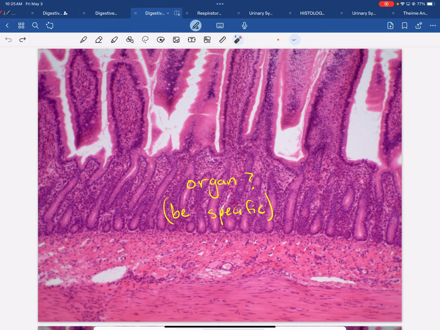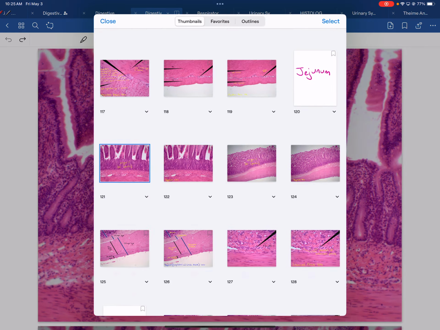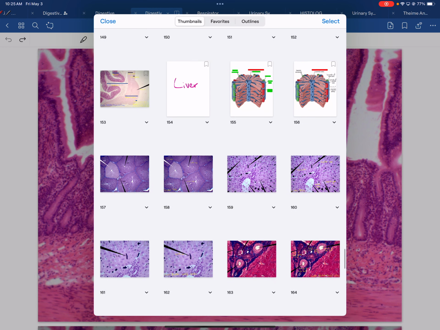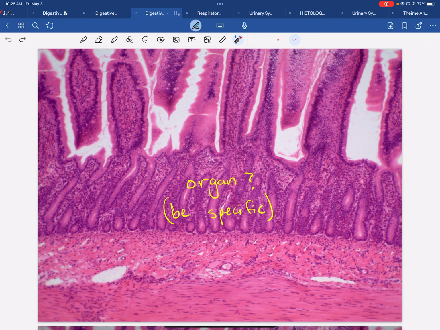Which organ is this? And how do you know? Okay, good. The small intestine because of the villi. Good. And then which region of the small intestine? So jejunum? Good, the jejunum. There's nothing in the submucosa, right? There are no glands, there are no Peyer's patches, so this is the jejunum. Good.